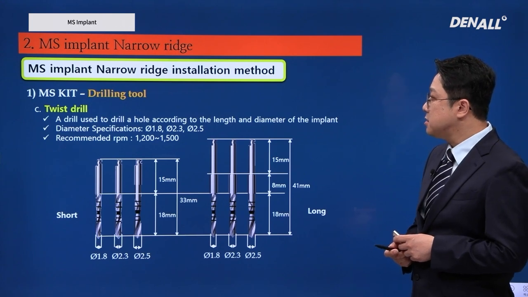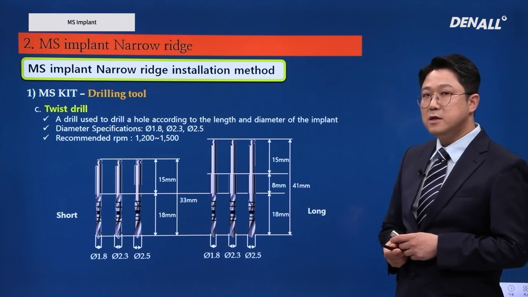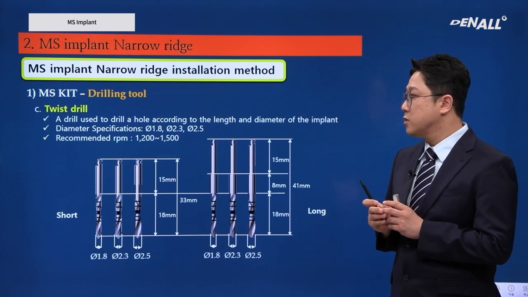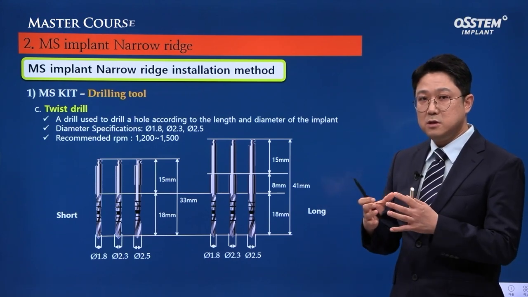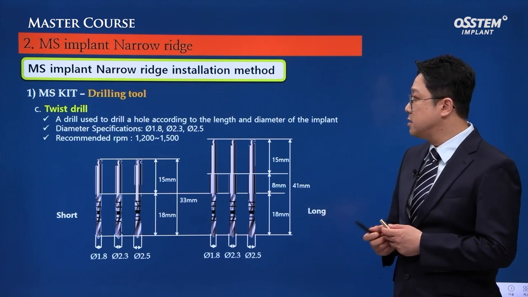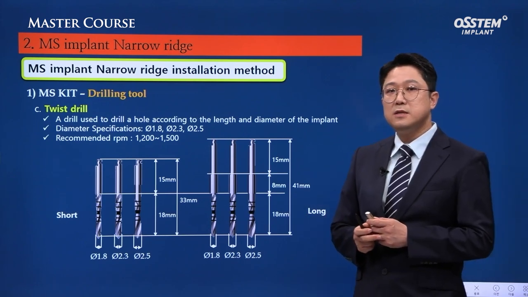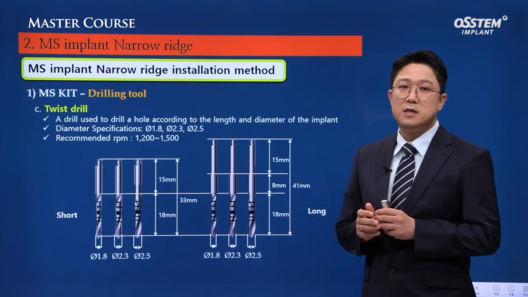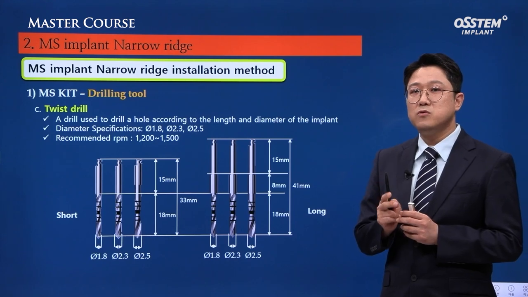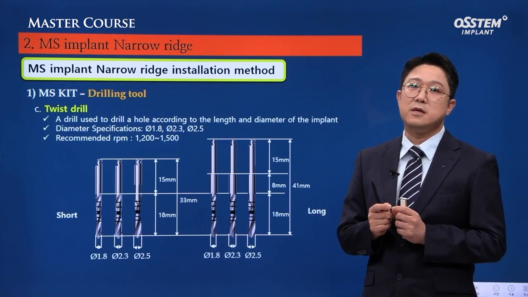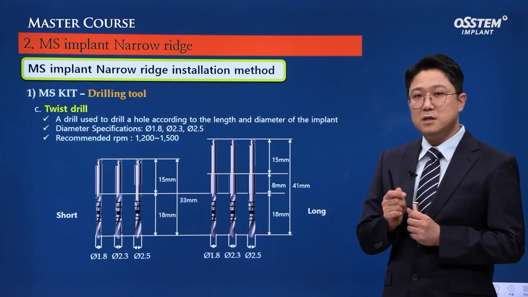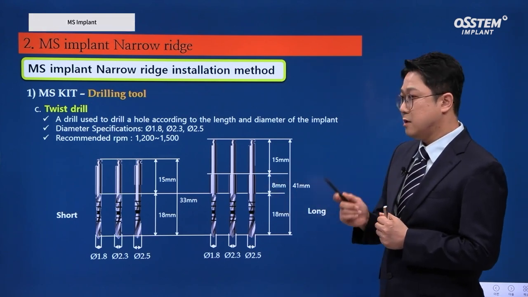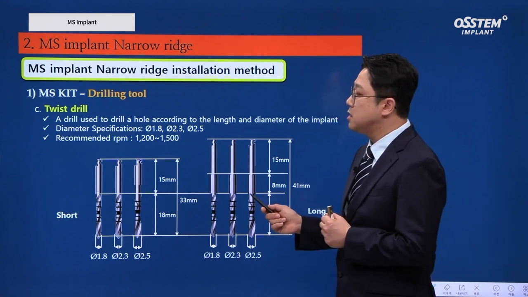Next is twist drill. You first mark the implant position with lance drill and you widen the hole with a twist drill. When placing MS implant, the MS implant is a narrow diameter implant. Therefore, it is placed with drilling once or twice. So drilling is very important. You use lance drill and twist drill each once.